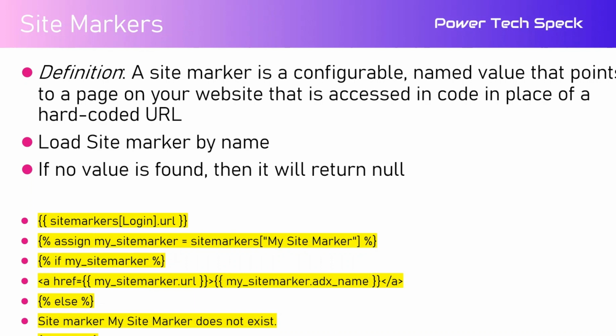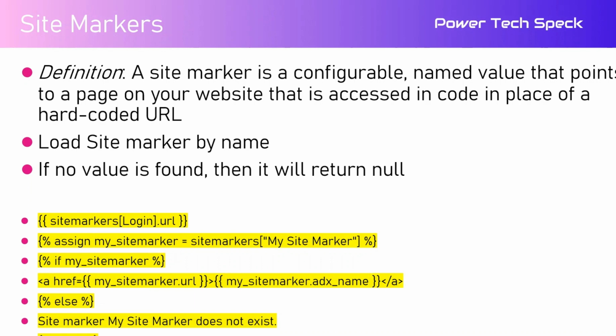Now, using a site marker instead of a hard-coded URL means that the page can be moved in the website hierarchy, and the link will continue to work without any other modification. So that means a site marker is, instead of absolute content, like relative content. So if you make any change in the hierarchy of your Power Pages web navigation, that particular page will still work. So a site marker basically loads a site marker by name. If no value is found, then it will return null.